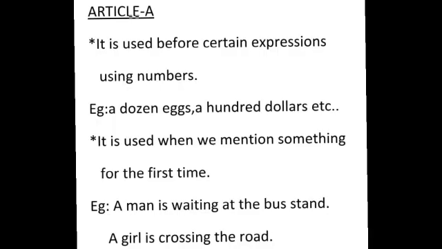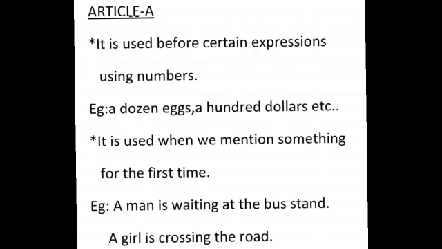Next, the use of article A. It is used before certain expressions using numbers. Example, a dozen eggs, $100. So here we can see the numbers, but they are expressed in a certain way. So we use article A before these expressions.